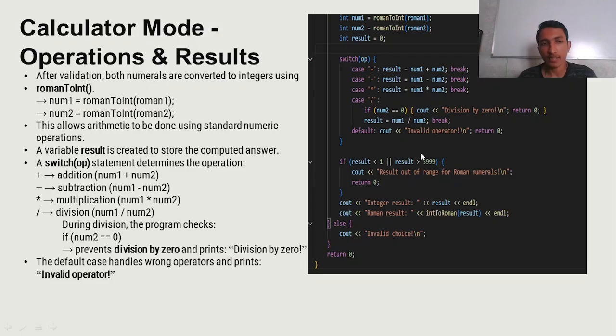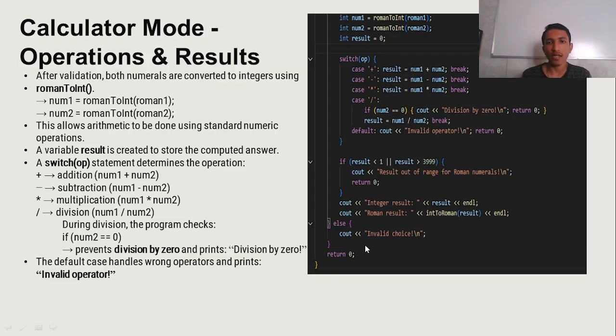Now after this we will check our result again, whether it is in the standard Roman number range or not. If it is not in the standard Roman number range, we will give output that the result is out of range for Roman numerals. Finally we will give output the integer result, and finally the Roman result. For the Roman result we convert it to a Roman number using our integer to Roman function, taking result as input. And if the user inputs any number in choice other than 1, 2 or 3, we will give output as invalid choice.